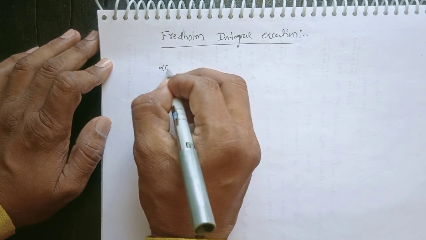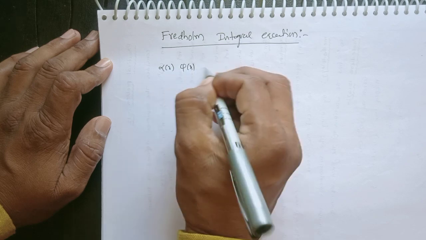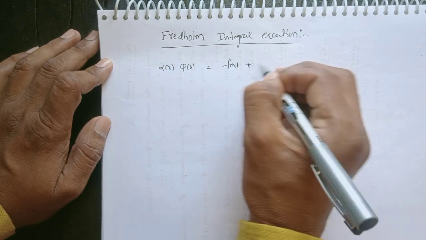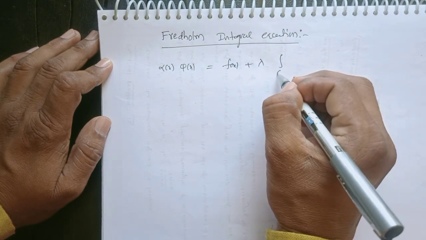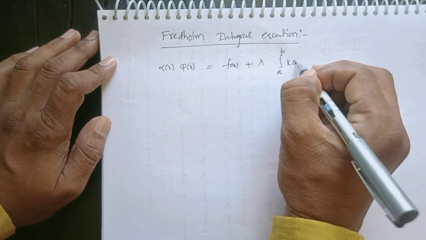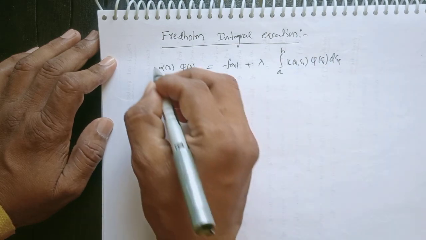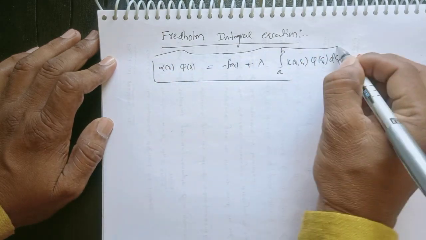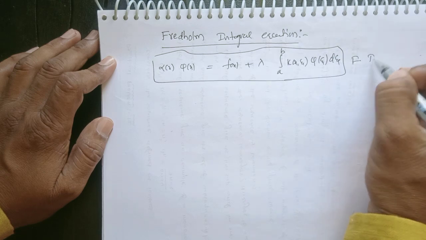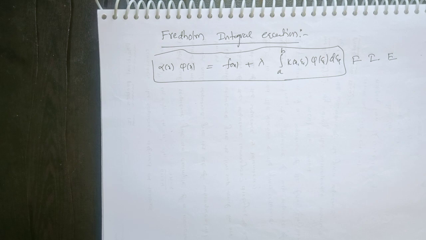The most general form of Fredholm integral equation is alpha of x times phi of x is equal to f of x plus lambda times the integral, where both lower and upper limits are fixed real numbers, of k of x, xi, phi of xi d xi. This is the Fredholm integral equation. The general form of the Fredholm integral equation is this one.